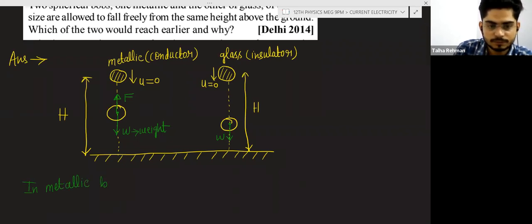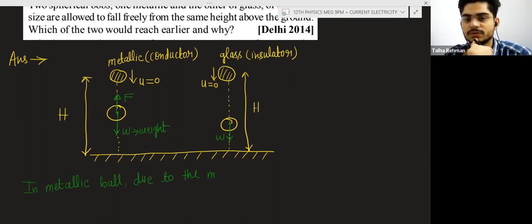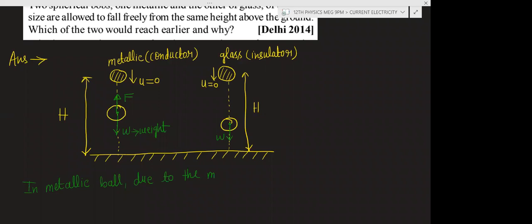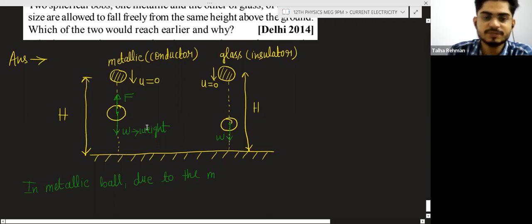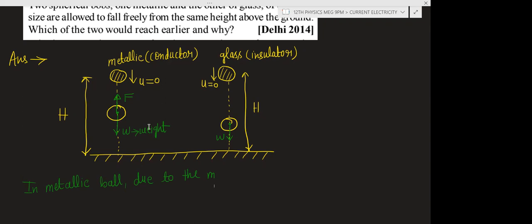In metallic ball, due to the time difference of the ball reaching the ground cannot be visually seen, can it be? Visually means, can you see the metallic ball reaching the earth faster than the glass ball? Not possible, right? Because the magnetism of the earth is not so big that it makes that much of a difference. No, you are right, but you are saying that the magnetic field of the earth is not so big that it will affect the time practically. It will affect, but not so much that we can visually see it reaching faster.